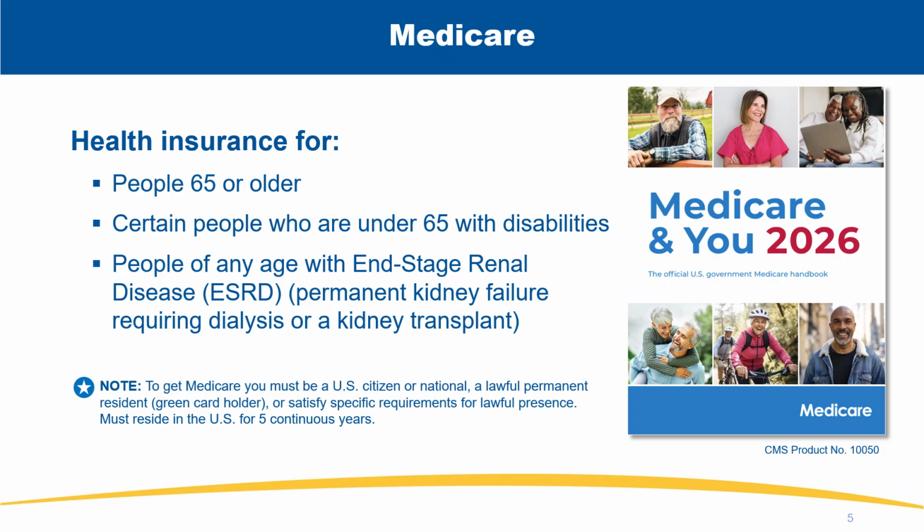Medicare is health insurance for people who are 65 or older, certain people who are under 65 with disabilities, so you're receiving Social Security Disability, SSDI, people of any age with end-stage renal disease, ESRD, permanent kidney failure requiring dialysis or a kidney transplant. This is also applicable to those who have ALS, also known as Lou Gehrig's disease.